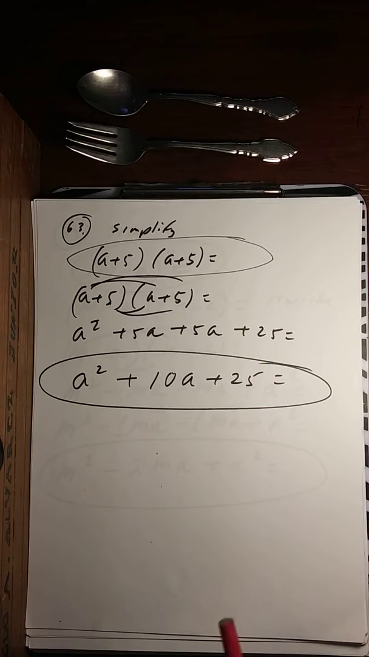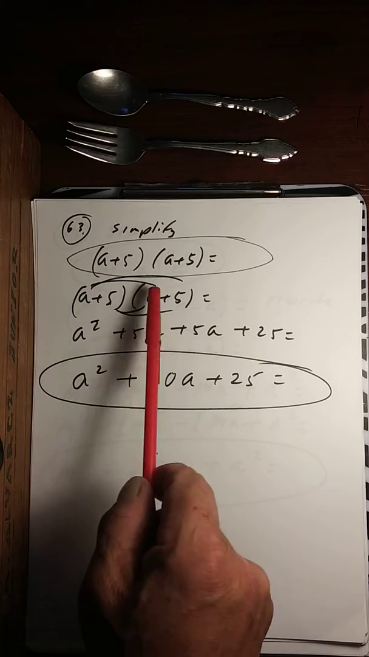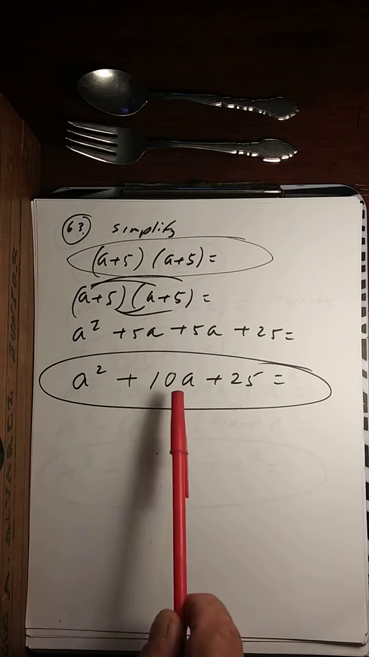Multiply this out: a plus 5 times a plus 5. So a times a is a squared, a times 5 is 5a, 5a, and 5 times 5 is 25. So this together is going to be a squared plus 10a plus 25.